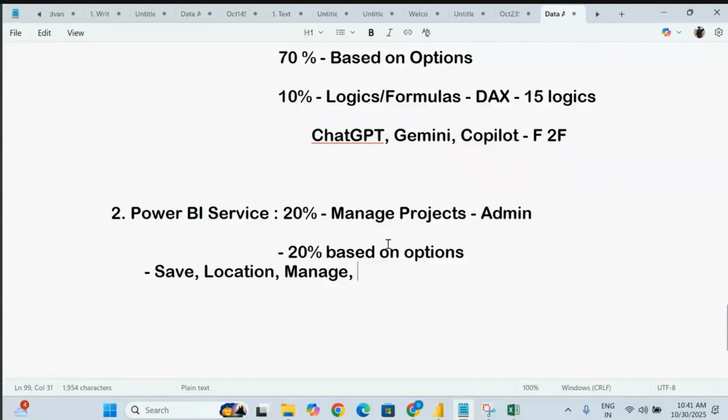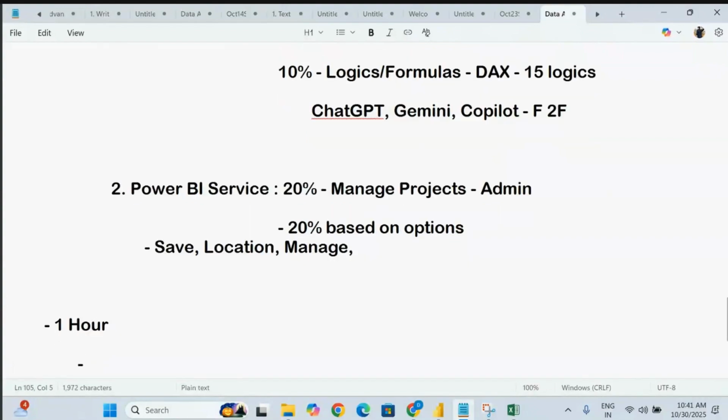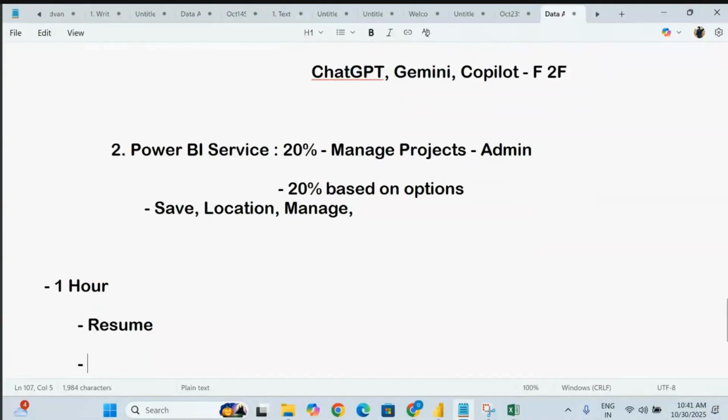So this is how Power BI Service works. Fine. Let's understand the program. We are going to take a 1 hour session daily. We are going to help you build your resume. And in our project, we will do 2 mini projects. And we will also do 1 or 2 major projects.